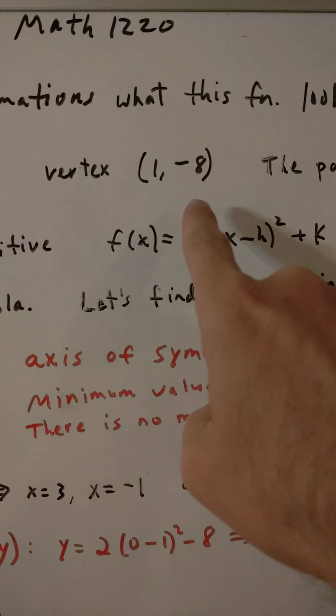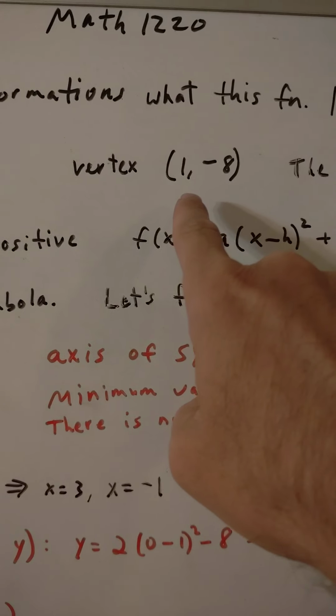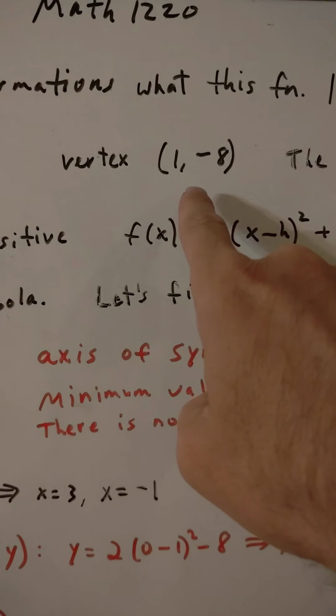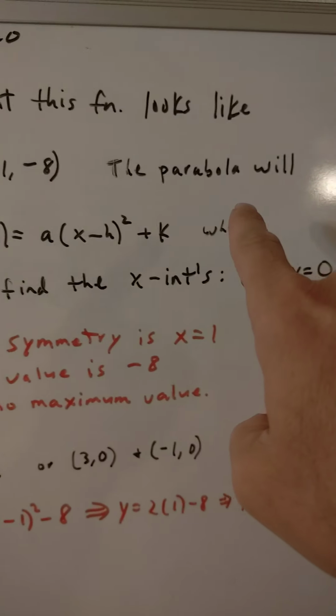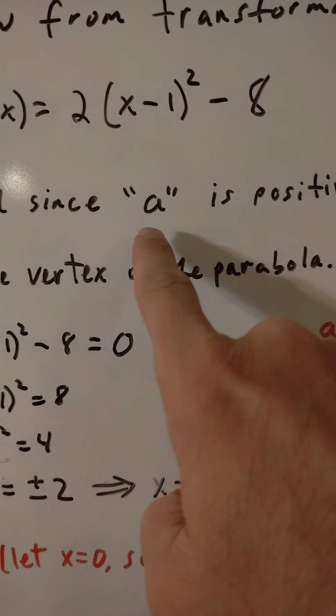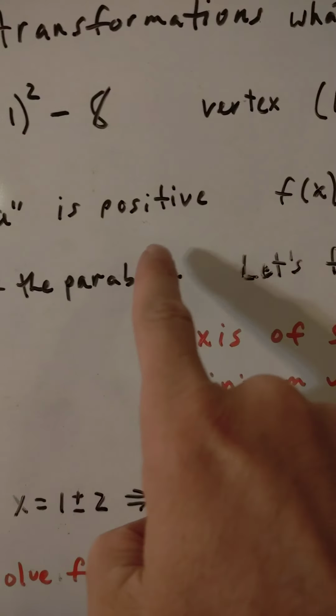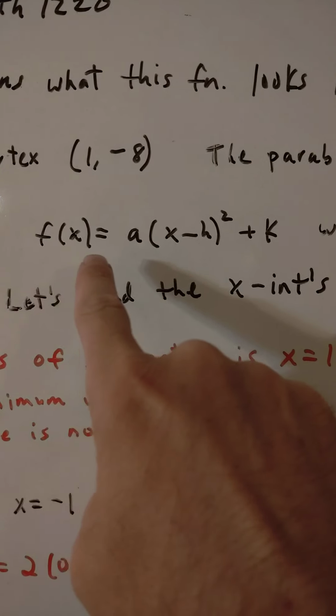There's an infinite number of points on your parabola, but the vertex is a very important one. That's why instead of calling it x comma y, we can call it h comma k. And so that's the vertex. And this parabola will open upward since a is positive. And this is what I mean by a. This is in generic form.